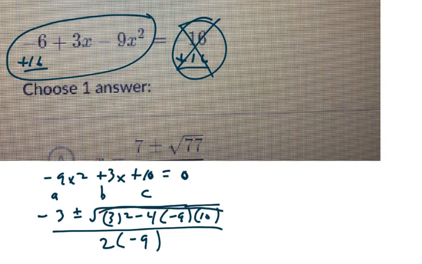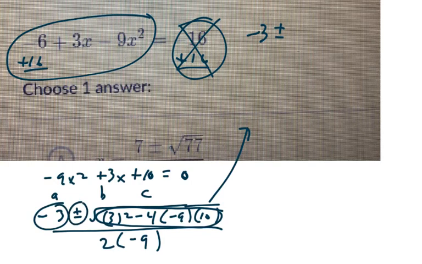Now, if I do everything in my radical there, guys, and again, I'll go ahead and use my calculator. Okay, guys, so shifting this back up here, I have negative 3 plus or minus, right? 2 times negative 9 means my denominator is negative 18.